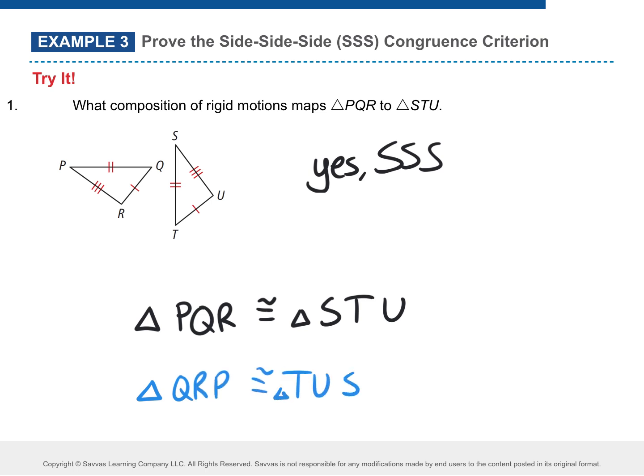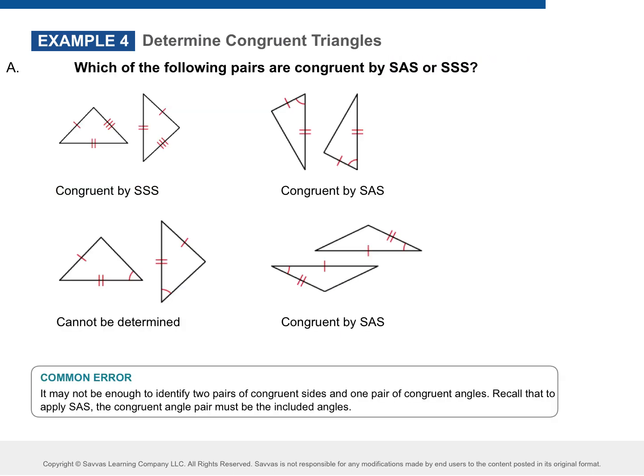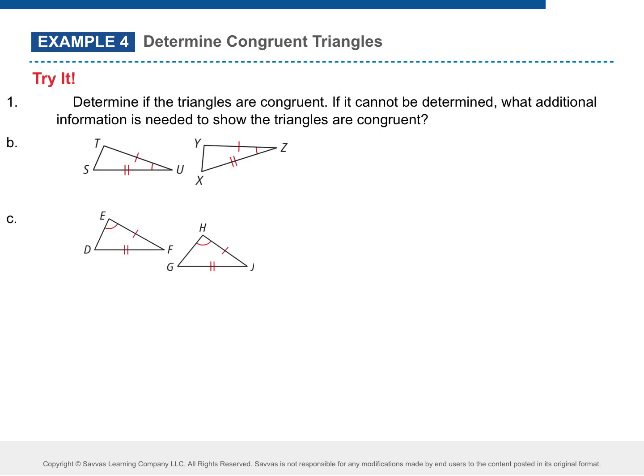Could I have also had it written a different way? Yes. QP is congruent to UTS. You could have had this written multiple different ways. Okay, but again, do all three of these and any other ones that you had all say the same thing? Yes. I want you to try example 4, A and B.